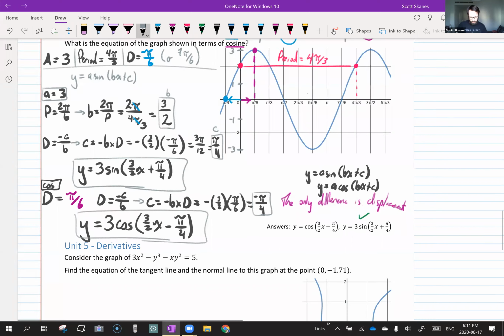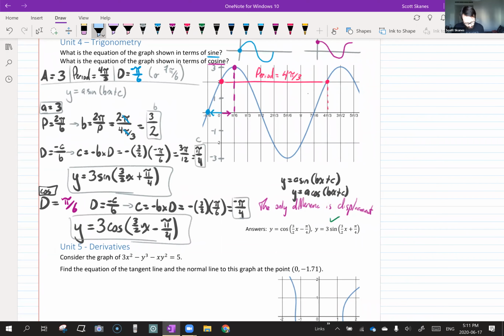So let me color code this here. I'll just go through it one more time. A is the same for both. B is the same for both. So when I found A, you'll notice it's the same for all of our equations. B, same story. B is there, B is there, B is there. The only difference is C. And I needed to solve C twice.